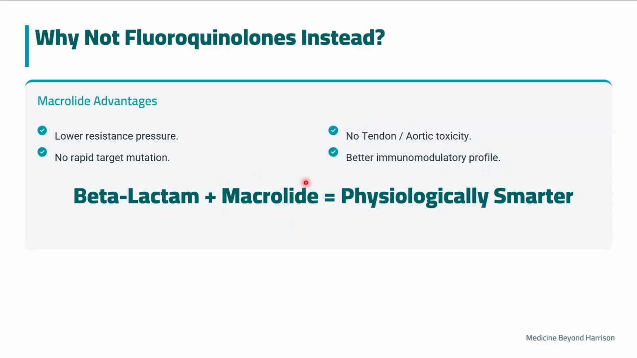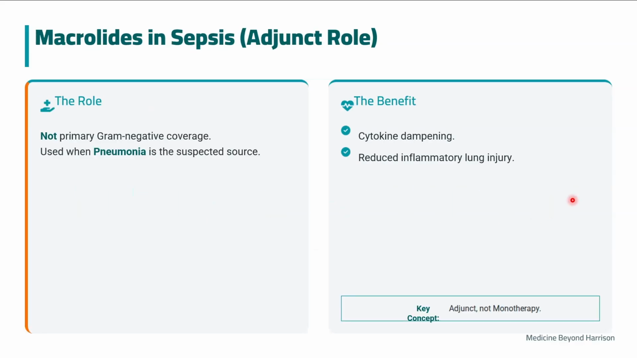This makes the macrolide the most preferred combination therapy in the treatment of community-acquired pneumonia. It is physiologically a smarter regimen to go with. In sepsis, it is not primary for gram-negative coverage, but can be used when pneumonia is the suspected source. Never use this as a monotherapy when you suspect sepsis. The benefit is that it can suppress cytokines and reduce inflammatory lung injury also. So it's only used as an adjunct and not a monotherapy in sepsis.